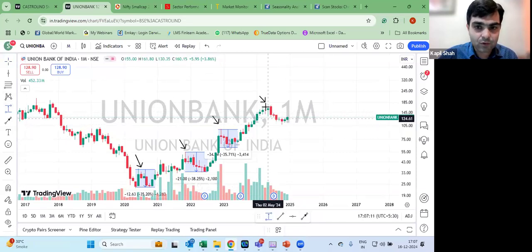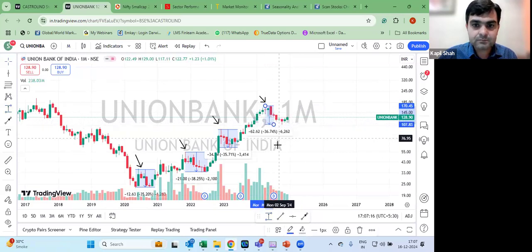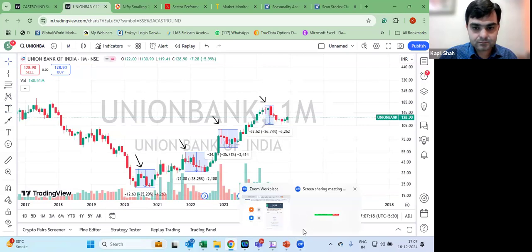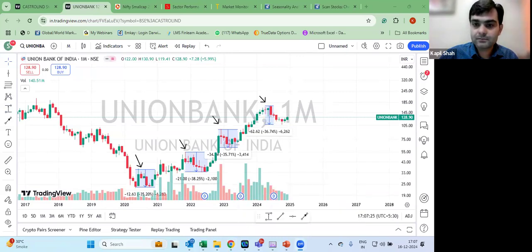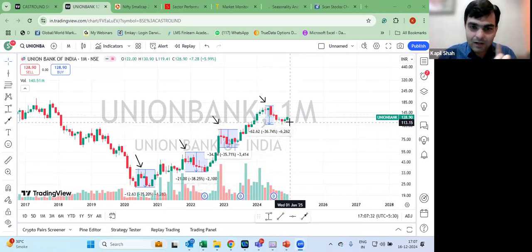So if I measure the same fall, this is my high point and this is my low point, the high to my low point. So prices are over here. The earlier charts that we have talked about, the MFSL chart that we have discussed, the ICICI Bank that we have discussed, these are all historical charts. This is the Union Bank chart.